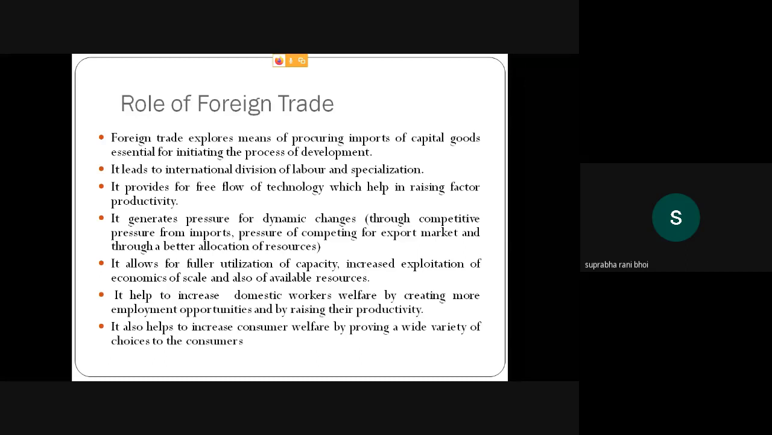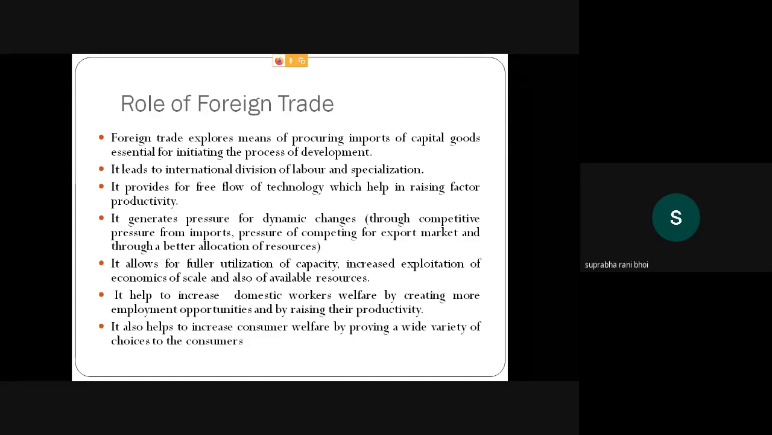Next one, foreign trade helps in international division of labor and specialization. As you all know, there is international division of labor, meaning labor of one country can very easily access employment opportunities in many other countries. There is labor movement from one country to another, and in this way, a country can become specialized in the production of one commodity, which they can export to other countries and earn foreign exchange. So foreign trade helps in international division of labor and specialization, which helps a country reduce the cost of production of a given good and also become specialized in the production of that good.